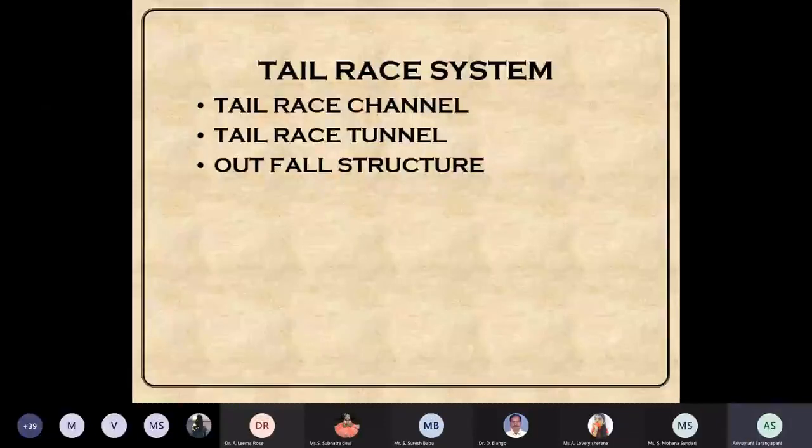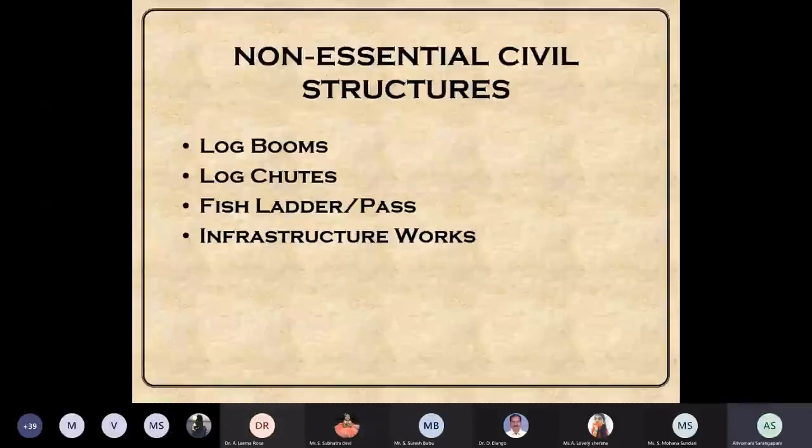So non-essential civil structures are like log booms, log chutes, fish ladder, and infrastructure works. Log boom: mostly in the Himalayan region, we will have a very high flood during the winter time, rainy season. At that time, this flood will take away trees, wood, and other things. It will come and get stuck at your intake portion. So that will be removed by some boom arm. So that is called log boom.